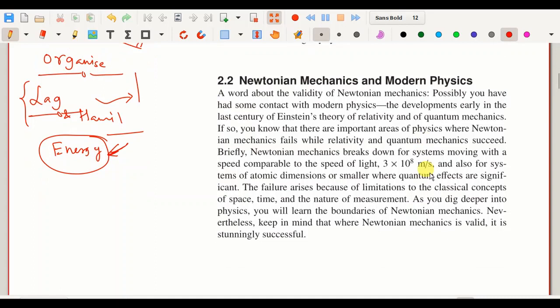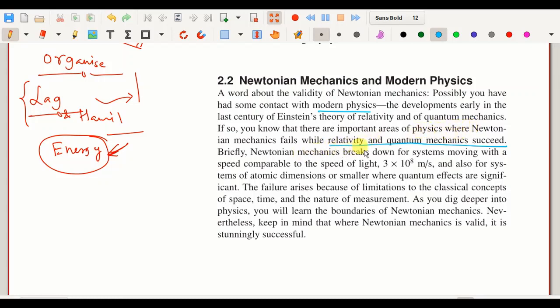Now, Newtonian mechanics and modern physics. I hope you are with me and you are enjoying the lecture. A word about the validity of Newtonian mechanics. Possibly you have had some contact with modern physics, the developments early in the last century of Einstein's theory of relativity and quantum mechanics. If so, you know that there are important areas of physics where Newtonian mechanics fails while relativity and quantum mechanics succeeded. Yes, I have already told you about relativity and quantum mechanics, and you may probably understand some of it.